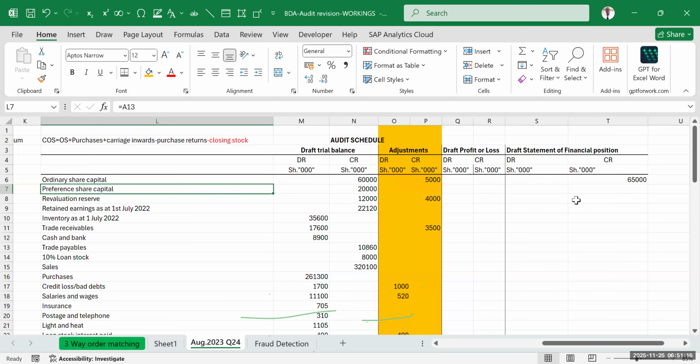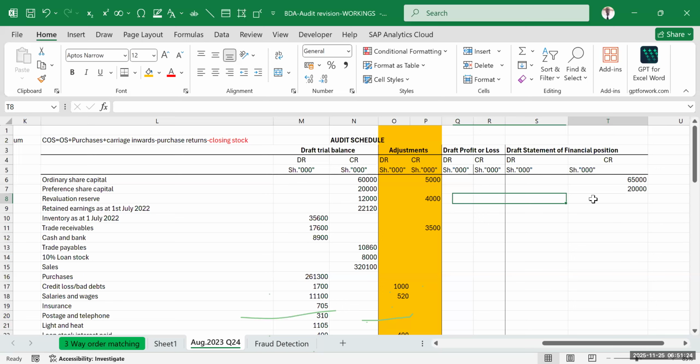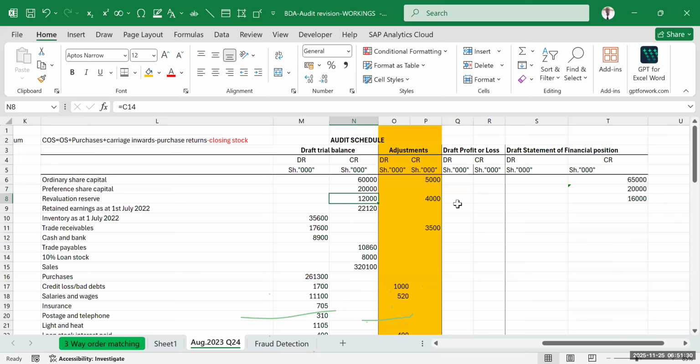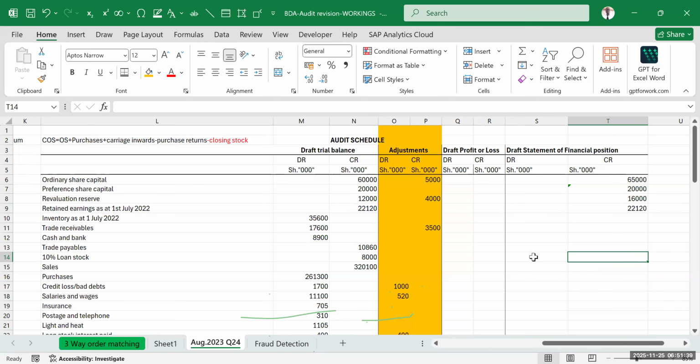Preference share capital did not have any change, so we are crediting the same amount. It does not have any change. Yeah. Revaluation reserve was adjusted. There was a revaluation, so we are also adding the adjustment for that. It was credit by credit. That means we are adding that account. Retained earnings did not have an adjustment, meaning it remains the same. It remains the same like that. I hope we are following.